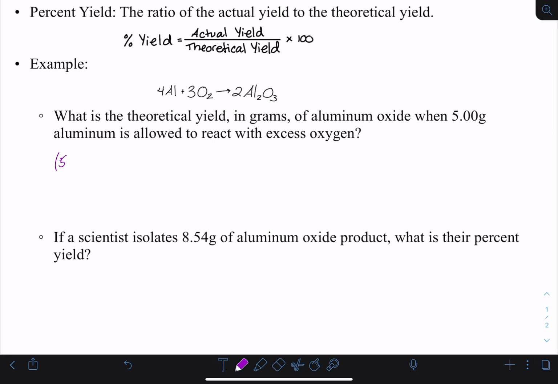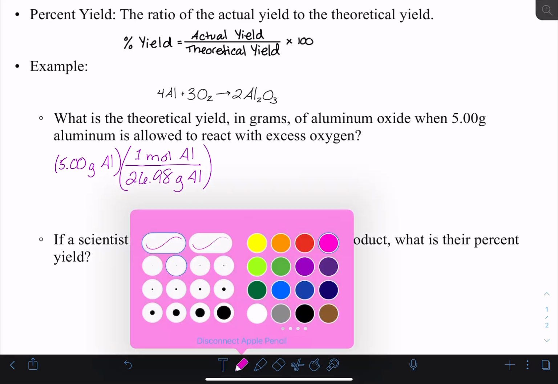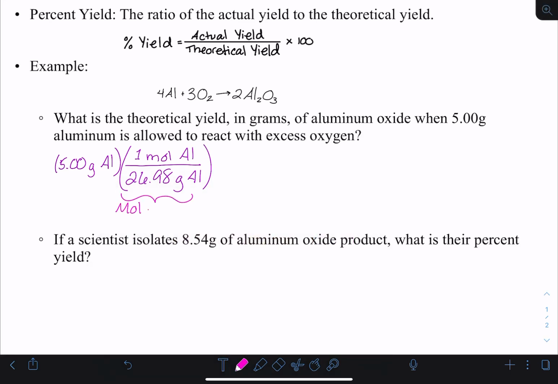So we're starting with 5 grams of aluminum. We know that we always need to work in moles to do stoichiometric conversions. So we're first going to convert grams of aluminum into moles of aluminum, and we do that using the molar mass. If we look at a periodic table, the molar mass of aluminum is 26.98 grams of aluminum is equivalent to 1 mole of aluminum. So again, this molar mass of aluminum is allowing us to convert between grams and moles.